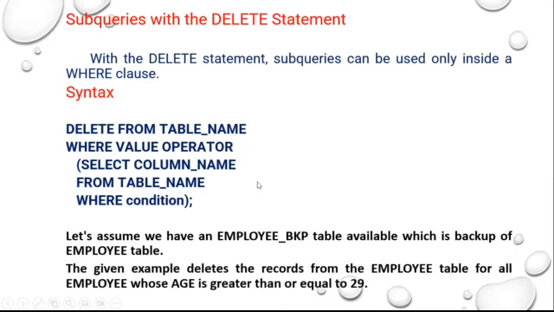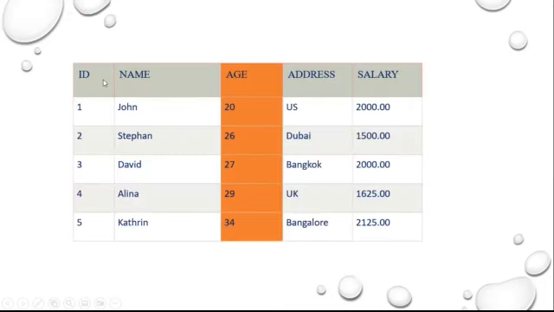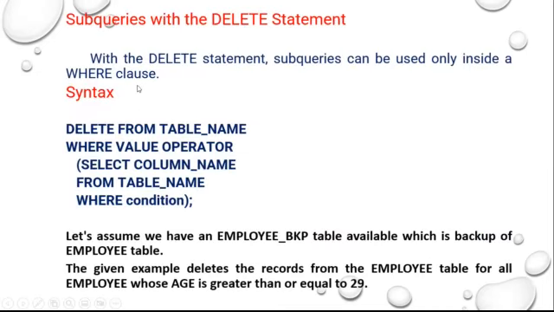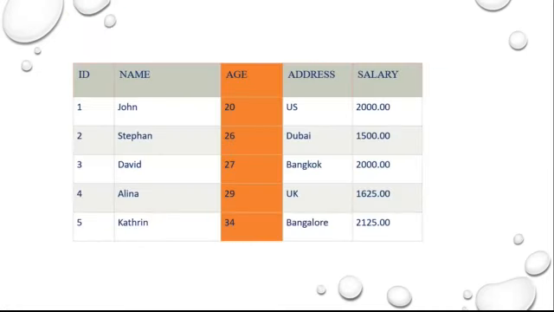Let's see an example here. The name of the table is EMPLOYEE_BKP. Here we have columns like ID, name, age, address, salary. Here you can see some of the people's ages are more than 29, that is 34 also. Let's give the task and execute the query, and we will see what happens.